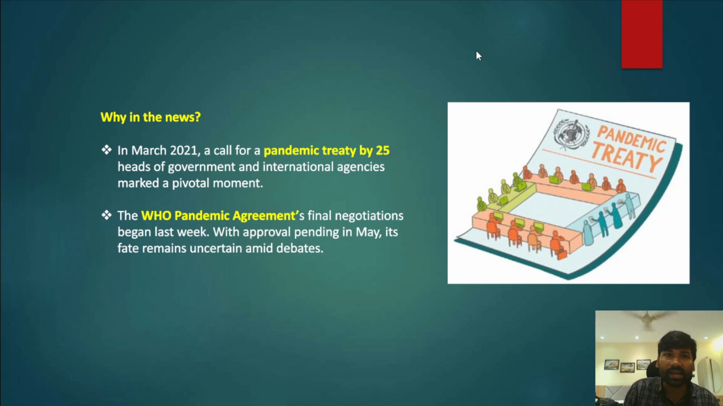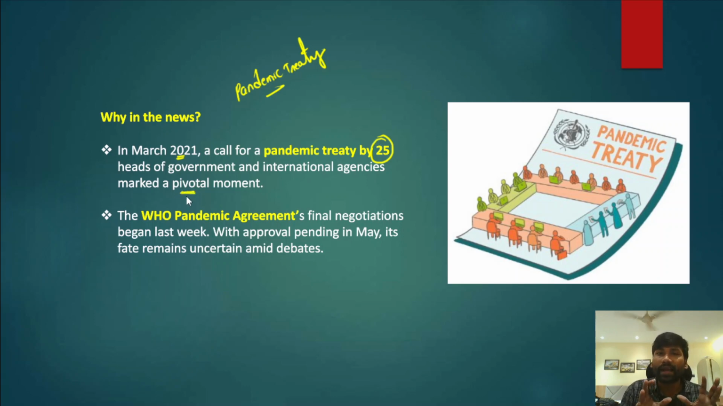Now we will understand why the pandemic treaty is in news, why the Hindu newspaper today has given an editorial about this pandemic treaty. It is because of some reasons. Firstly, in March 2021 a call was given for a pandemic treaty. Okay, so in fact 25 heads of governments and international agencies marked a pivotal moment.